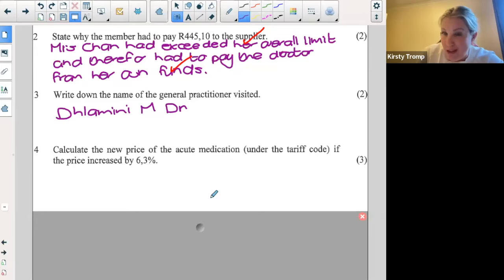So I'm going to give you guys an opportunity to have a look at that. Take a screenshot again of that. So calculate the new price of the acute medication. I want you to have a look at that question and take a screenshot of it, because it's a really nice one. Nice question. And then I'm going to move the question paper up for you so you can have a look.